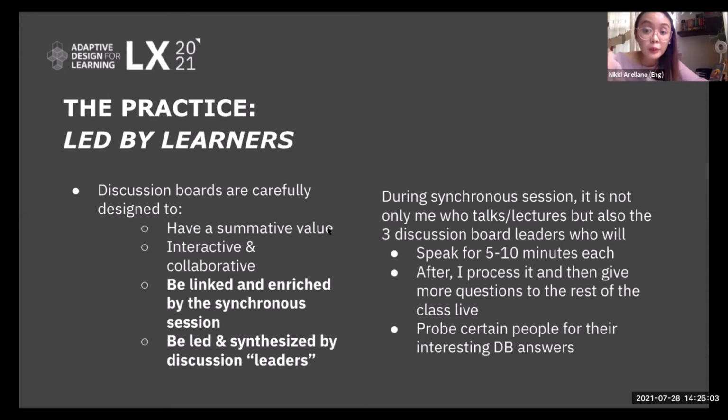After they talk, I process it a little bit and then give more questions to the rest of the live class. And then if there are interesting discussion board answers that the discussion leaders bring up, we can probe the individual to maybe expound some more, things like that.